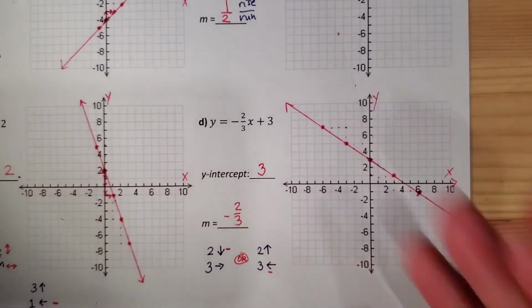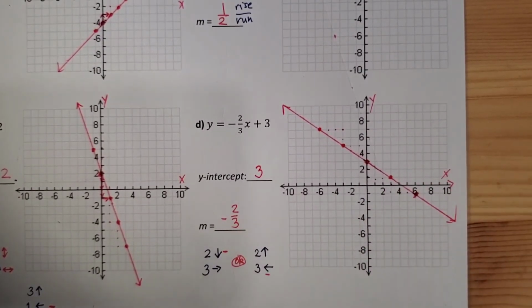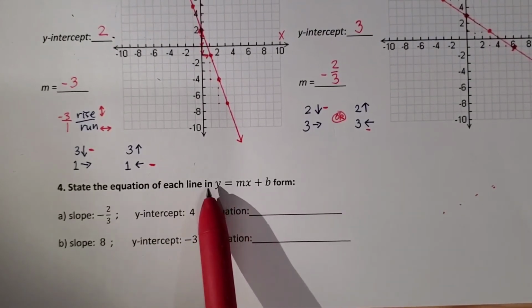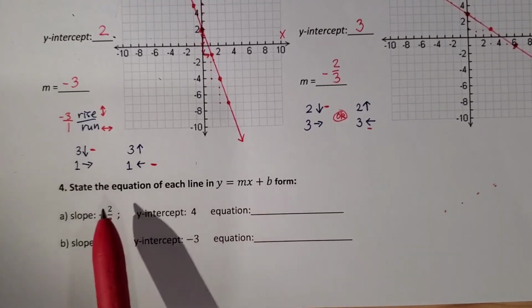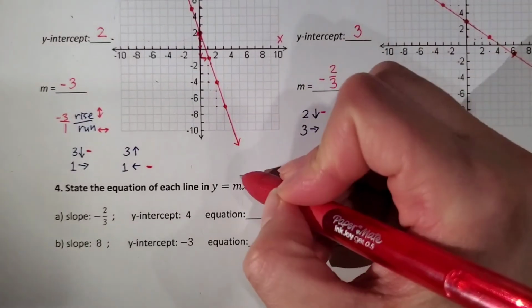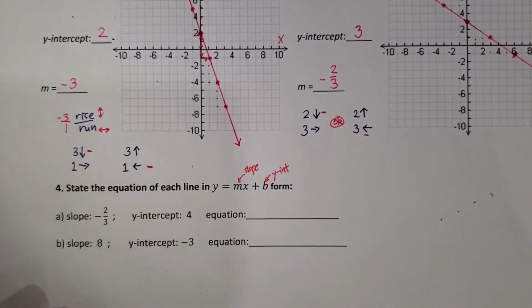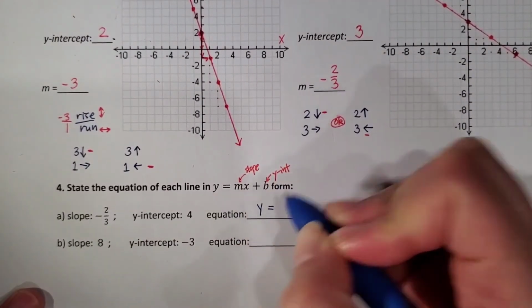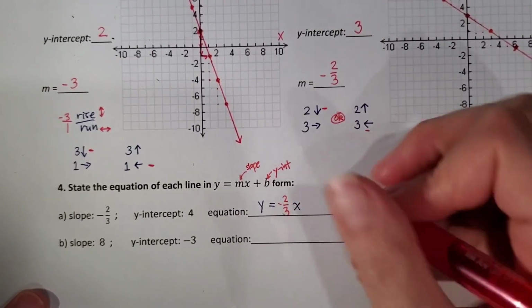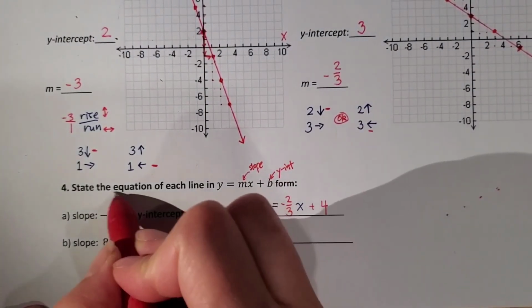So that's how you would go from getting the equation to graphing, and you can also go from the graph to the equation. Here it is: state the equation of a line in y equals mx plus b form if you're given that the slope is negative 2 over 3 and that the y-intercept is 4. Remember that m means slope and b means y-intercept. All you have to do is write it: y is equal to slope times x. Our slope is negative 2 over 3, and our y-intercept is 4, so that's plus 4. And that's the equation.